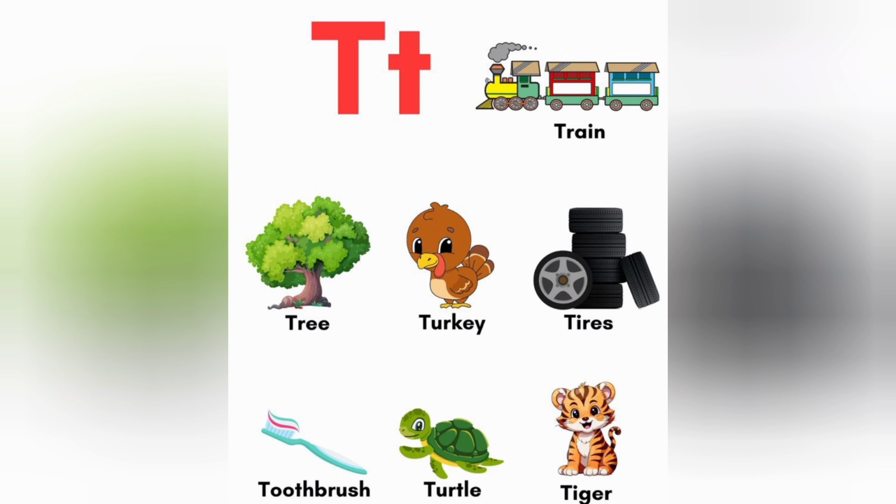Now let's repeat the letter with its sound. T, train. T, tree. T, turkey. T, tires. T, toothbrush. T, turtle. T, tiger.